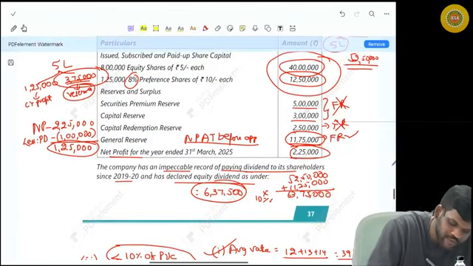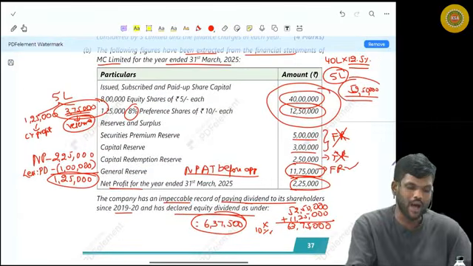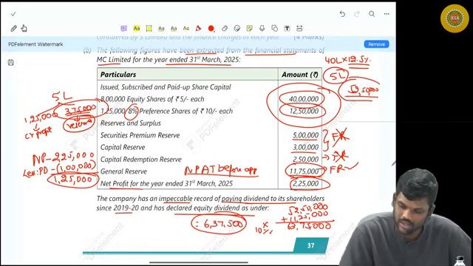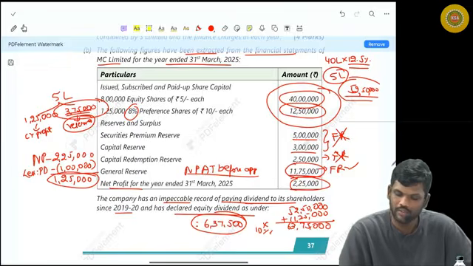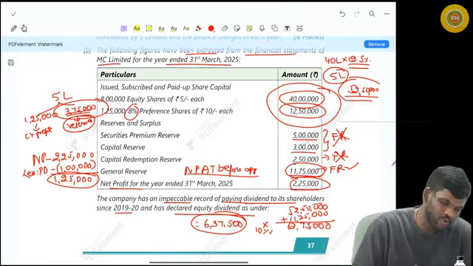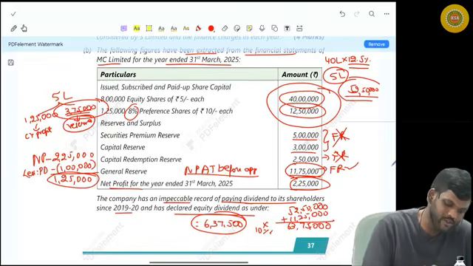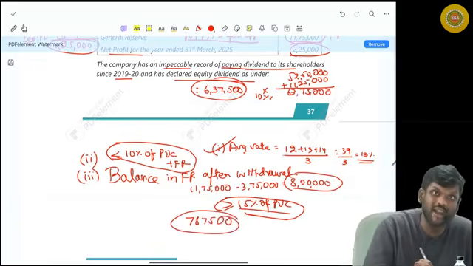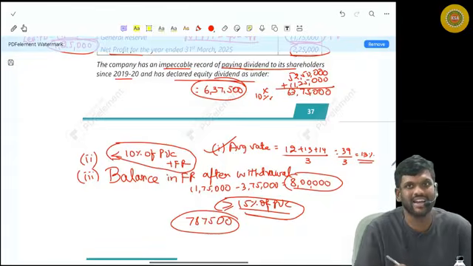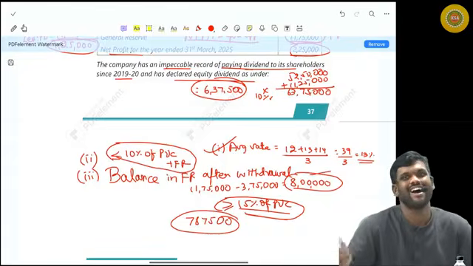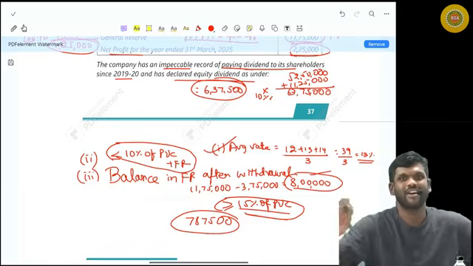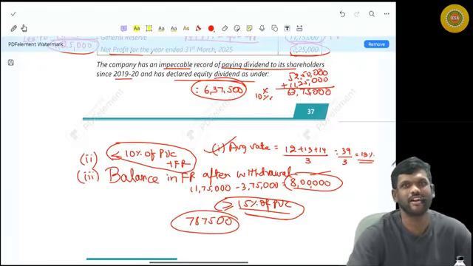That means on this 52 lakh 50,000, we have to apply 15 percent. Let me do that calculation once on the calculator. 52 lakh 50,000 into 15 percent is 7 lakh 87,500. So after withdrawal, my free reserve balance should be at least 7 lakh 87,500. How much do I have? I have 8 lakhs, which is more than what is required. So the third condition is also satisfied. All the three conditions are satisfied. I can go ahead and declare this dividend. I hope you understood this.